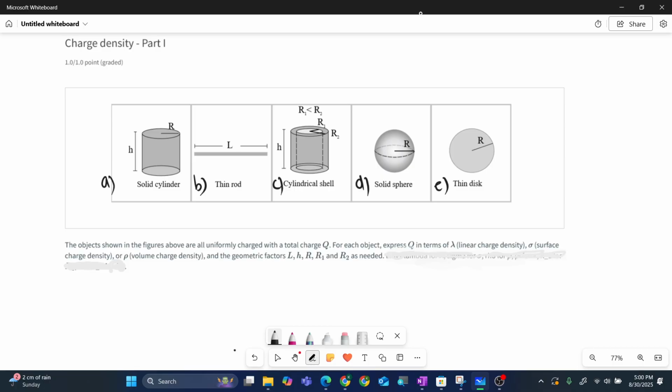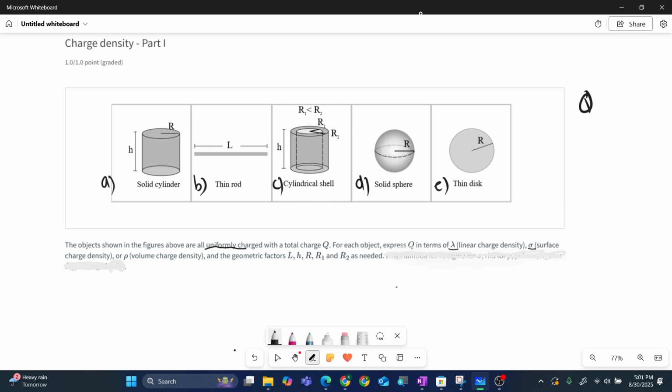Now let's talk about it. I have a few figures, a few objects on my screen, and I have to calculate their charge densities. The objects shown in the figures above are all uniformly charged. Uniformly charged means that the charge is distributed evenly across the object with a total charge Q. For each object, express Q in terms of lambda, linear charge density, sigma, surface charge density, or rho, volume charge density, and the geometric vectors L, H, R, R1 and R2 as needed.